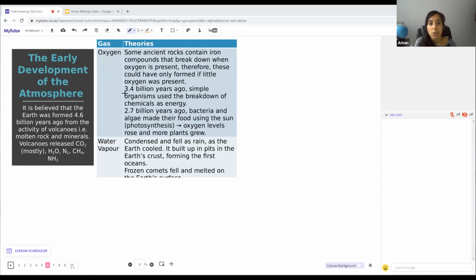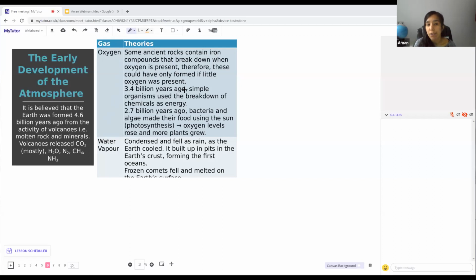So let's start with oxygen then, because that is one of the most important gases in today's atmosphere. But as I said, there was very little in the old atmosphere, or the early atmosphere. How do we know then that there was very little? So we know that volcanoes don't really release oxygen, but that's not enough to tell us that there wasn't much in the early atmosphere. So what many scientists do is they look at ancient rocks. They get ancient rocks from the ground and they have a look at them.